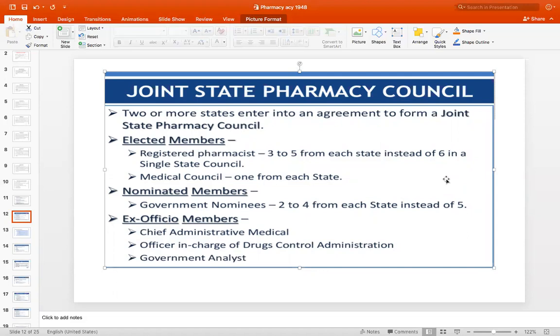And again, next, ex officio, as I told, if these are officials in any other boards or any other councils, then they can also be a member of the ex officio list. Chief Administrative Medical Officer in charge of Drug Control Administration, and Government Analyst. In short, they are also called GA, Government Analyst.